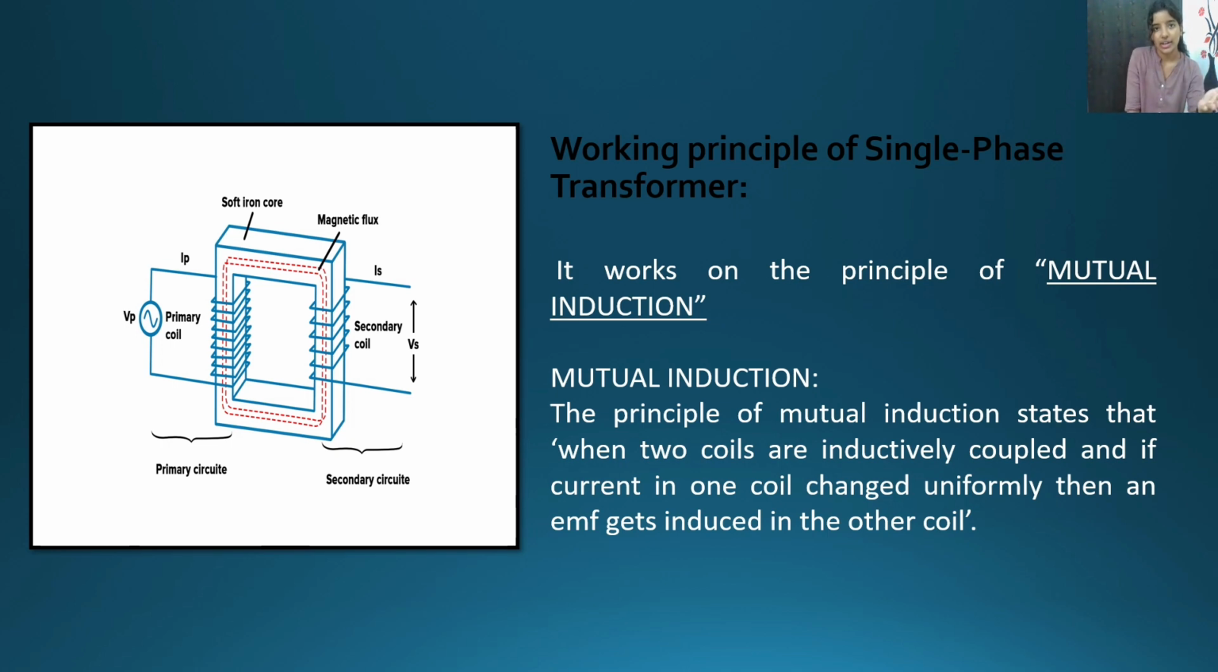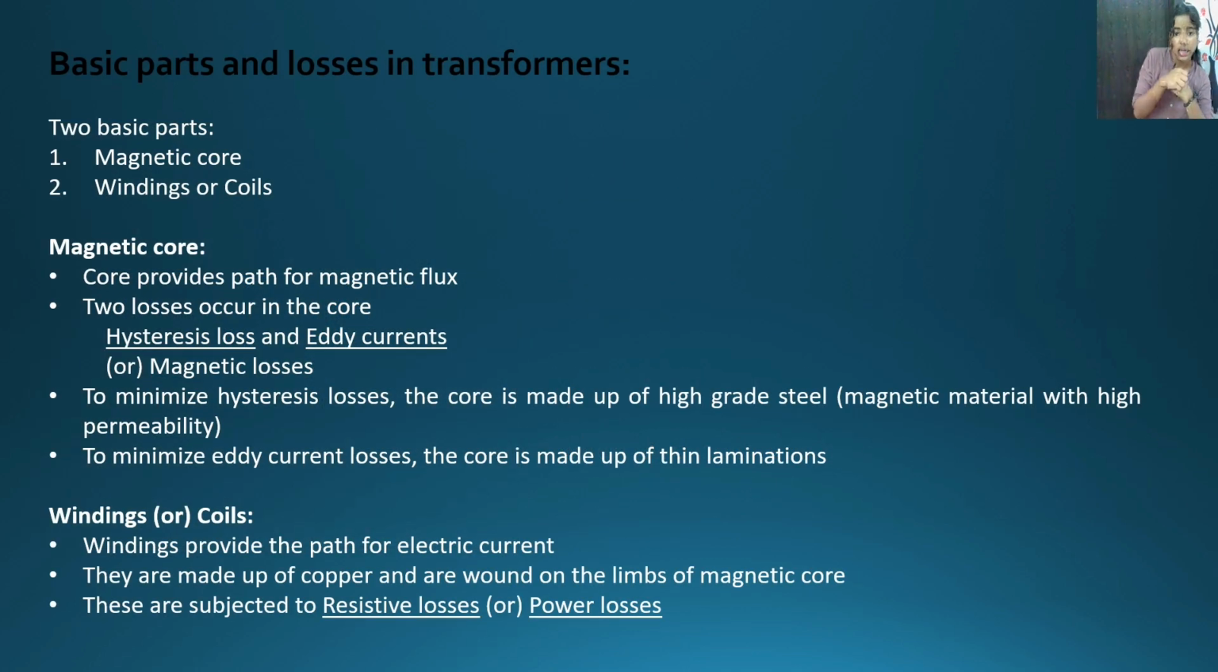So this is nothing but Faraday's law of induction, and this is the working principle of the single phase transformer. Going to the next slide, we have the basic parts and losses in transformers. What are the basic parts? Core and the windings. What are the windings? Windings are nothing but the wires that surround the core. Those are the windings, or they can also be called coils.